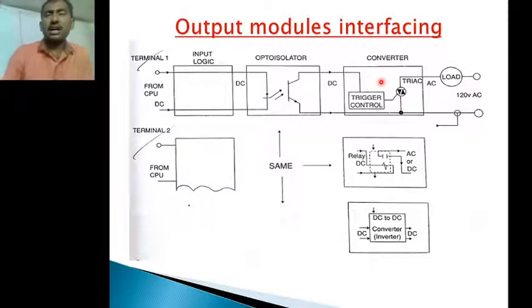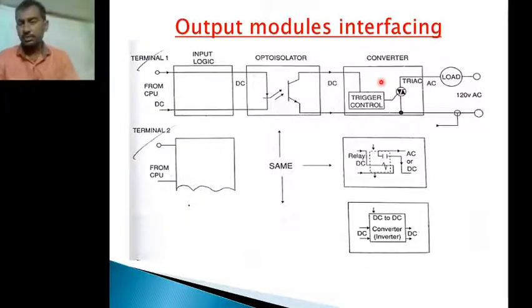So on the CPU we have the PLC program. Based upon the signal sent by the input module, the PLC program will be running, and that will generate one output signal. That output signal will be sent to the output devices through the output module.